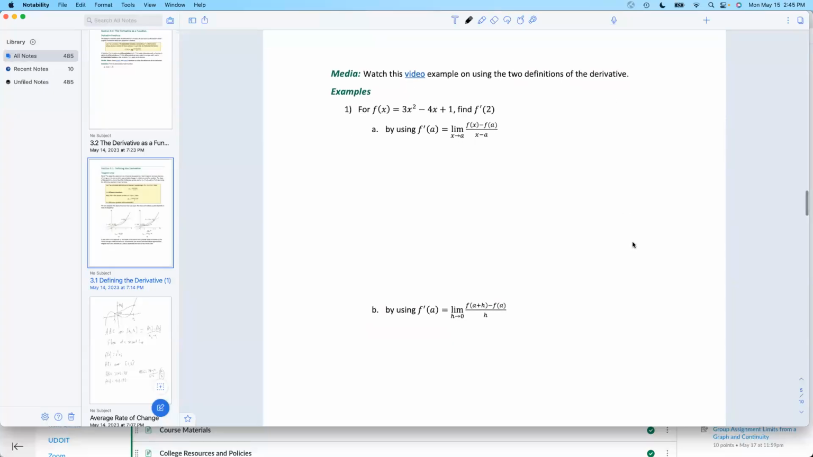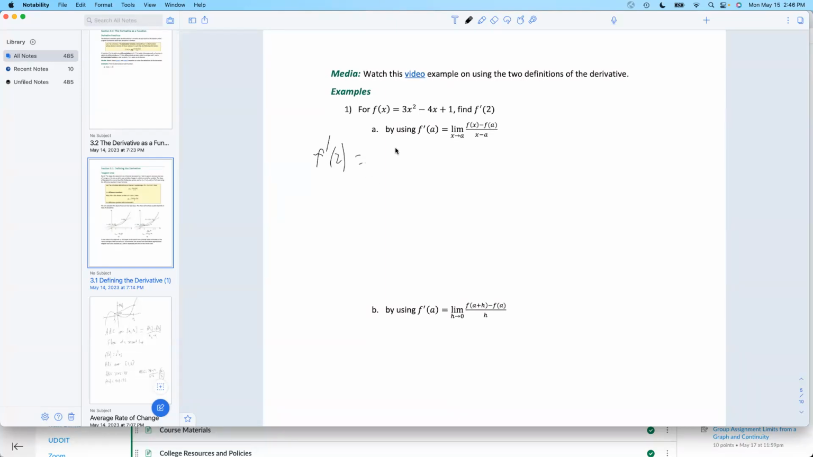Okay, let's do a bunch of examples of finding the derivative at a particular number. Here we're given a function. I want to find the derivative. That's what that little prime means. The derivative of f at x equals 2. So using this version of the definition, this is what a proper write-up would look like.